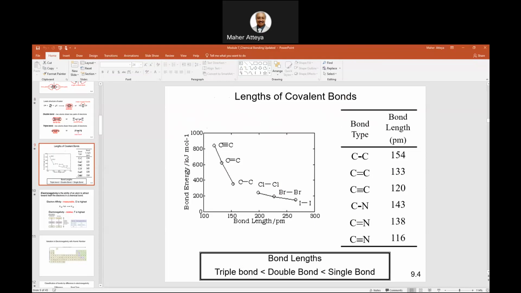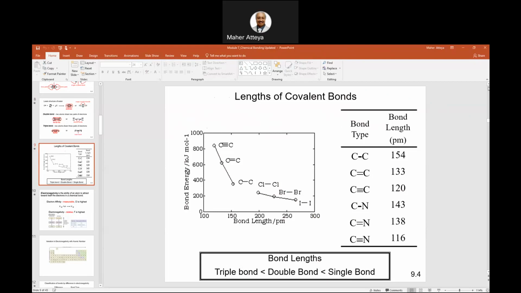And this is the same thing here for the bonding. So a single bond is easy to break. A double bond is moderate. A triple bond is very, very difficult, because the atoms are so close to each other. The electrostatic interaction between the atoms is so big, and you cannot rotate.